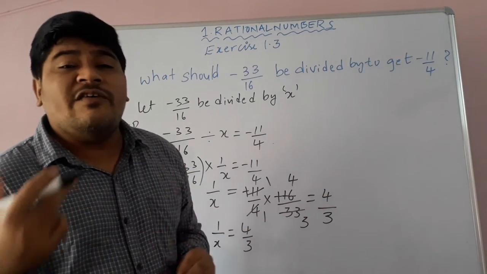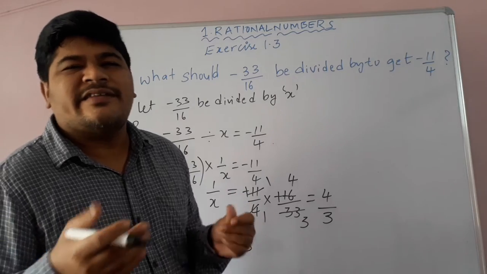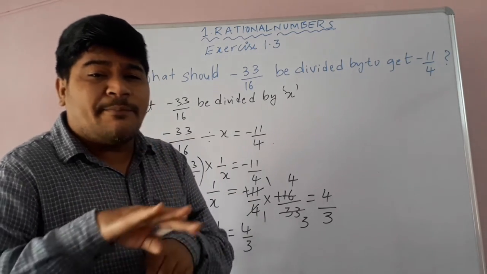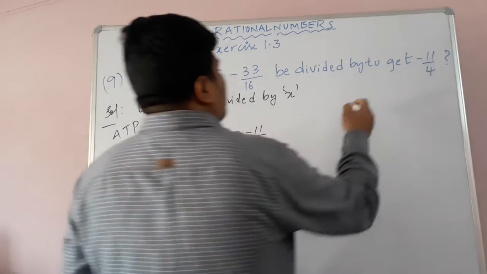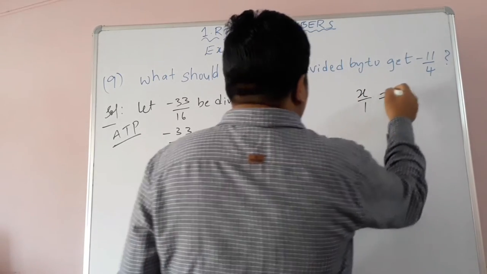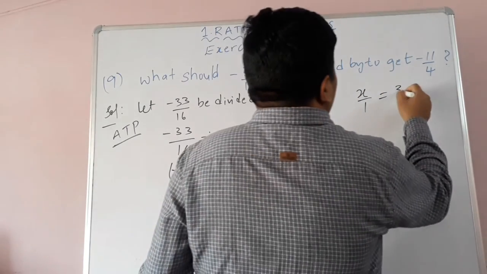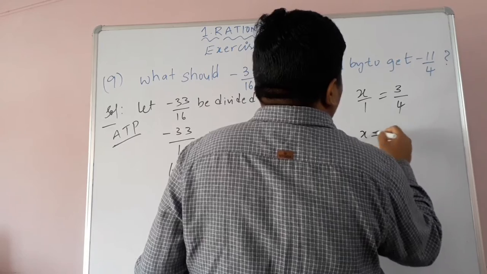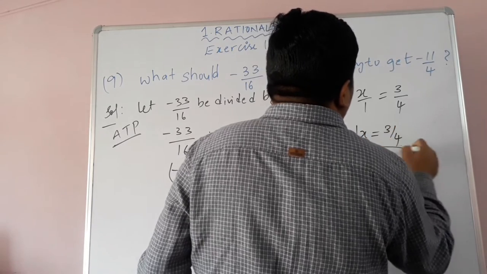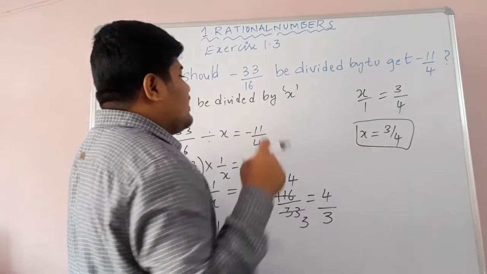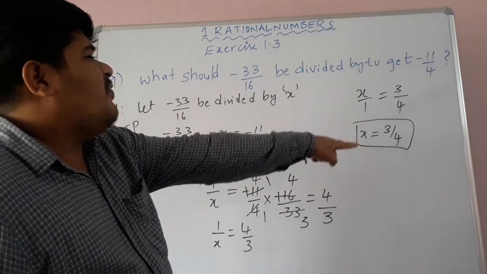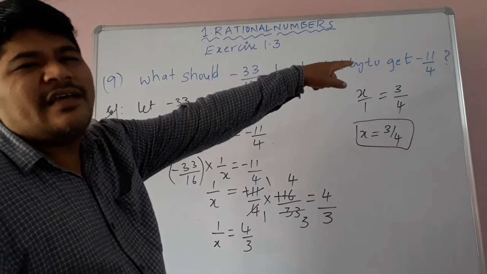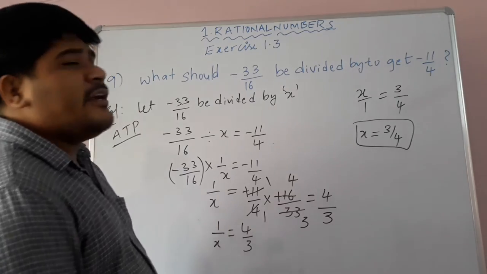So to get x from 1/x, we just have to take its reciprocal. Take the reciprocal, children. So x/1 is equal to 3/4. x/1 is nothing but x, which is equal to 3/4. So minus 33/16 should be divided by 3/4 to get minus 11/4. So this is the way to solve this problem.